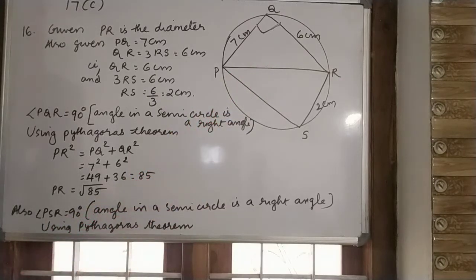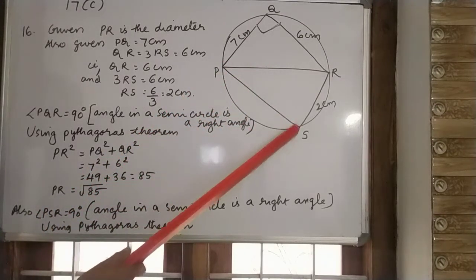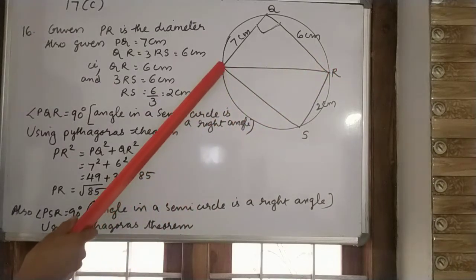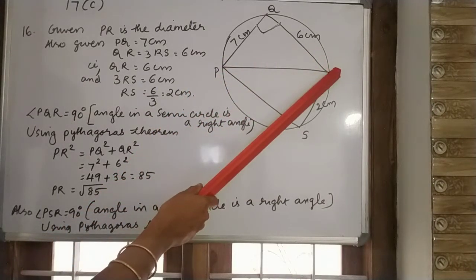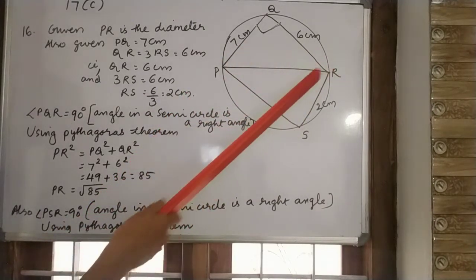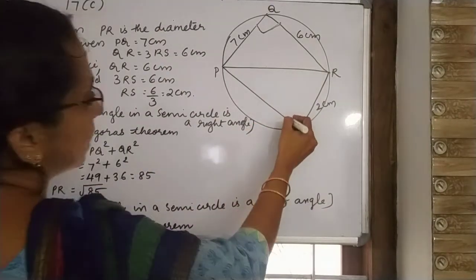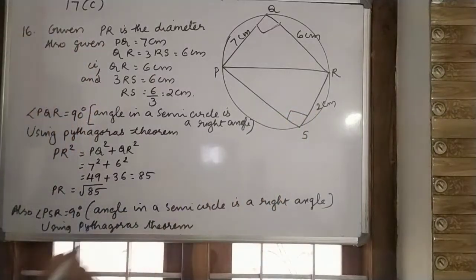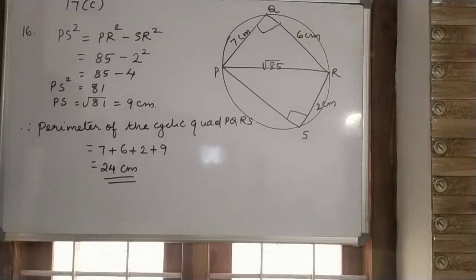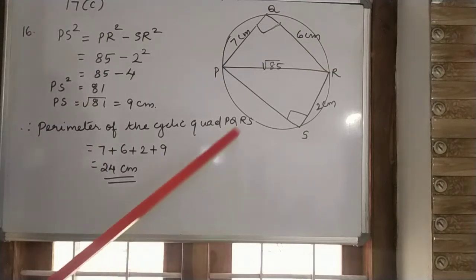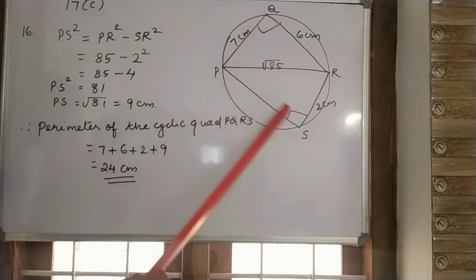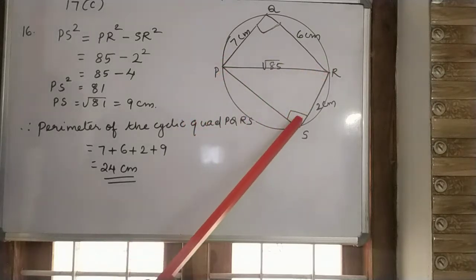Next, consider this triangle PSR. Since PR is the diameter, angle PSR also will be 90 degree. Again, we can use Pythagoras theorem for this triangle. So PS square is equal to PR square minus SR square, applying Pythagoras theorem for this triangle PRS.